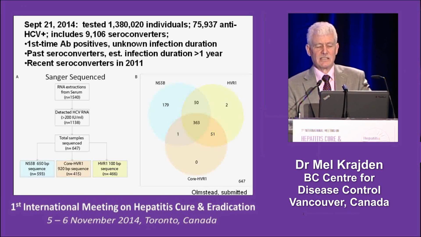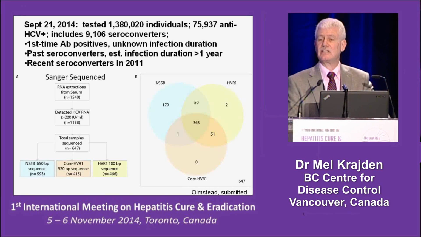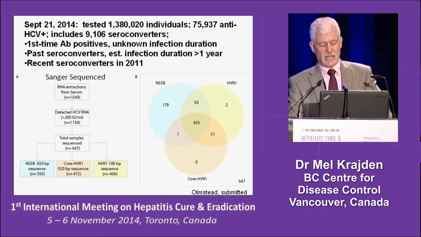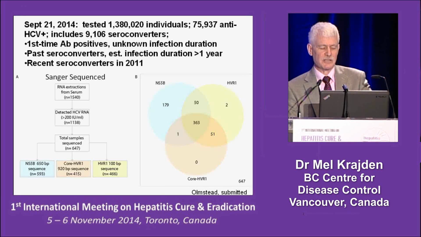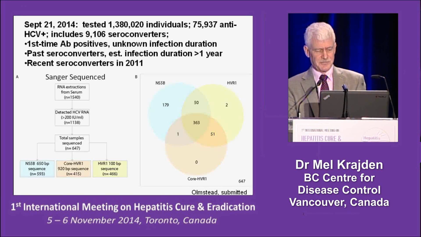We also, because of this capacity to detect seroconverters, have past seroconverters where we know that their infection duration was greater than a year. And we also have recent seroconverters, and we specifically looked at those in 2011. And we Sanger sequenced those. We basically extracted 1,540 samples, detected RNA using an in-house assay, and then were able to sequence 640 of them in 3 regions. One was the NS5B, and we had 593 of those. In the core hypervariable, 415 of those, and hypervariable, 466. And here you have the overlapping regions that we were able to sequence.